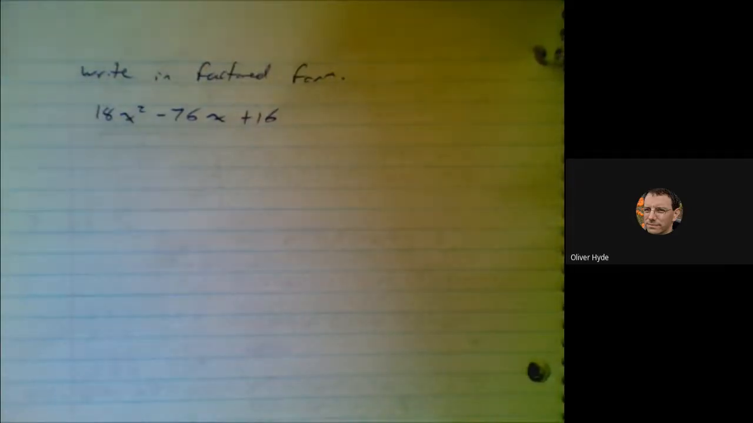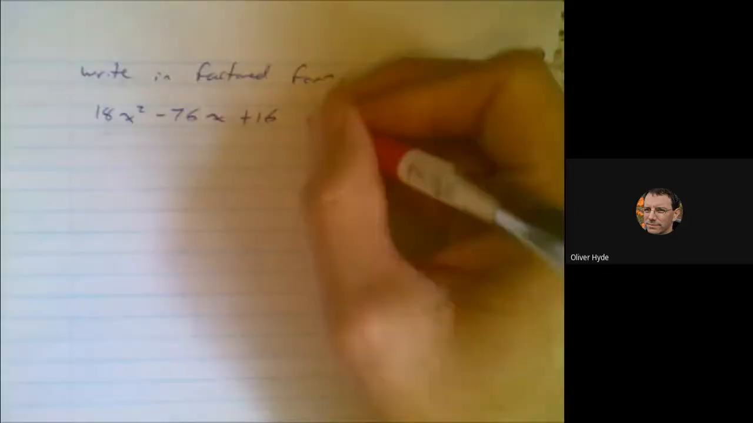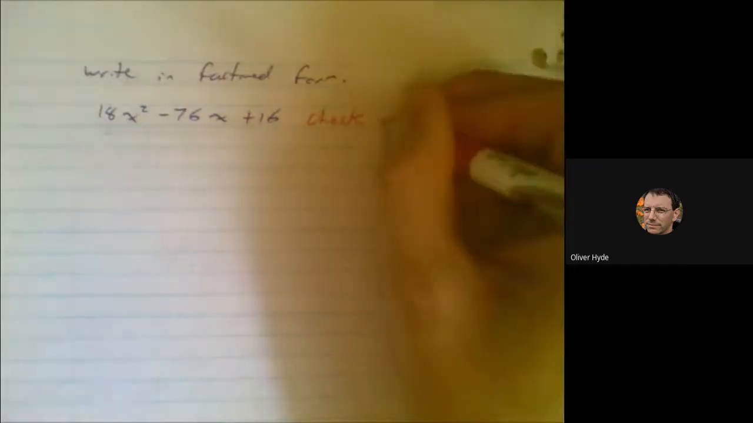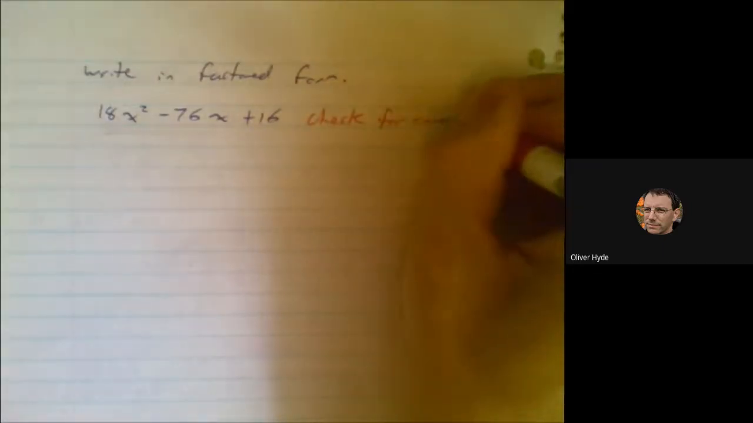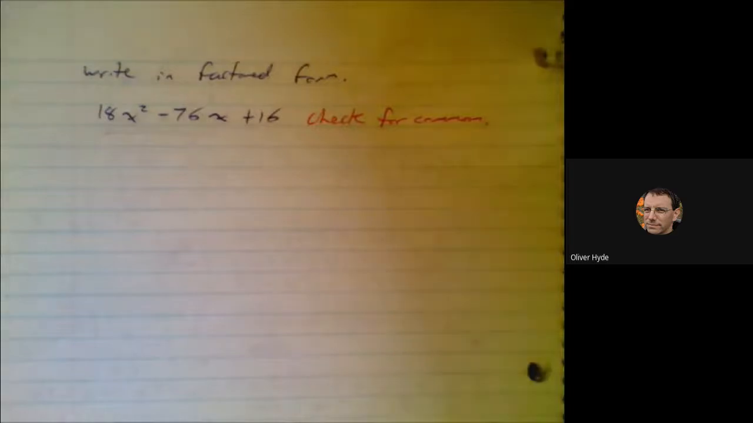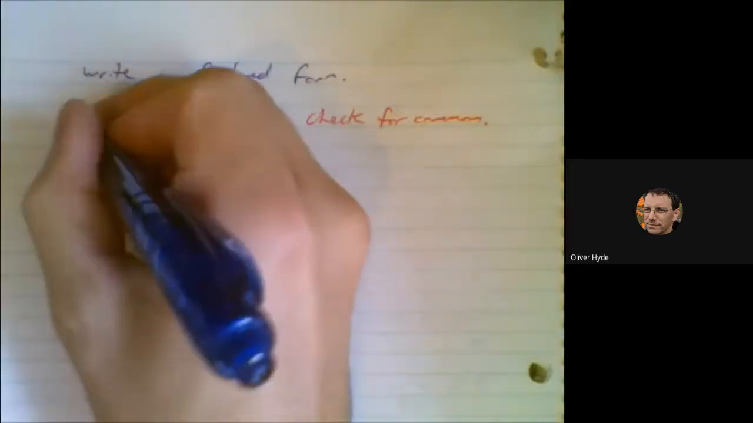First thing that you should do always, and please do this because it makes my job a lot easier as well, is to check for common factors first. Try to use your simplest type of factoring first. And there is a common factor here of 2.